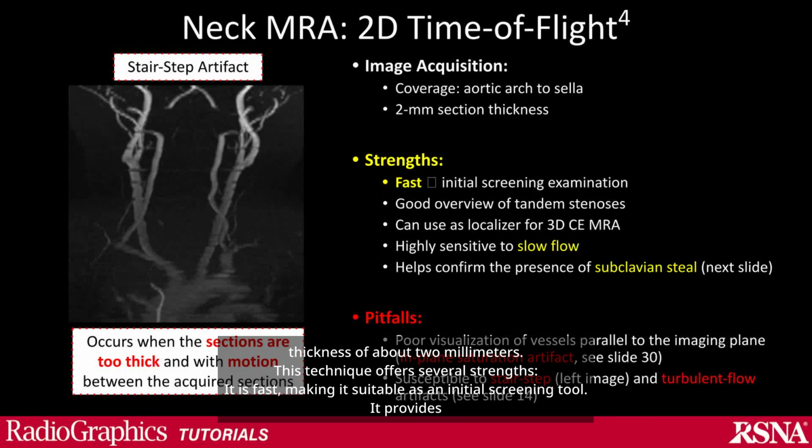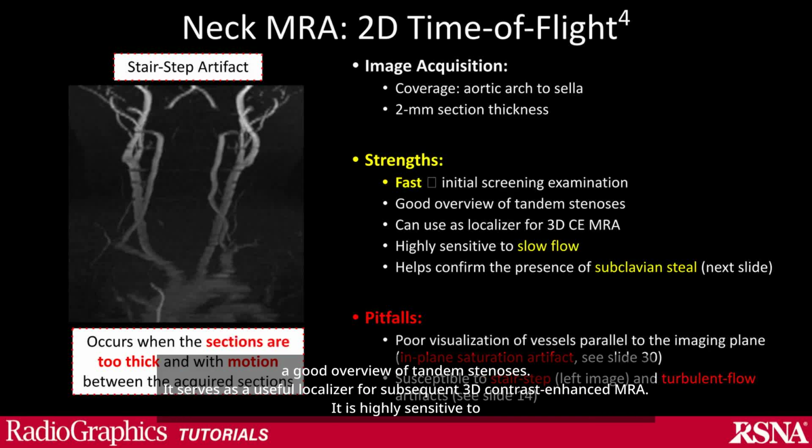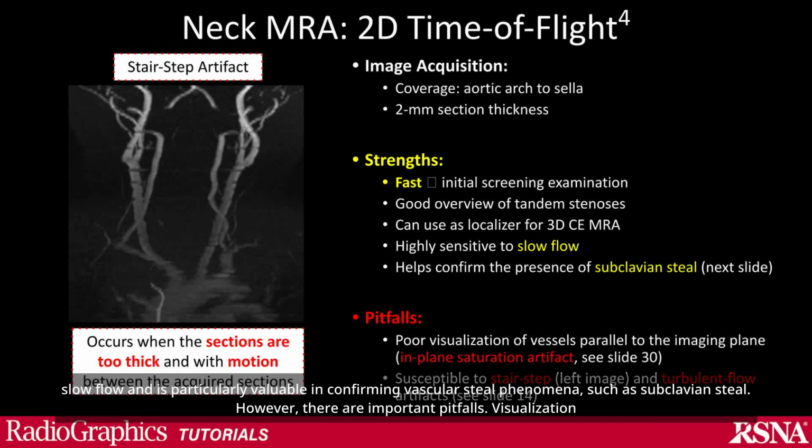This technique offers several strengths. It is fast, making it suitable as an initial screening tool. It provides a good overview of tandem stenoses. It serves as a useful localizer for subsequent 3D contrast-enhanced MRA. It is highly sensitive to slow flow and is particularly valuable in confirming vascular steal phenomena, such as subclavian steal.